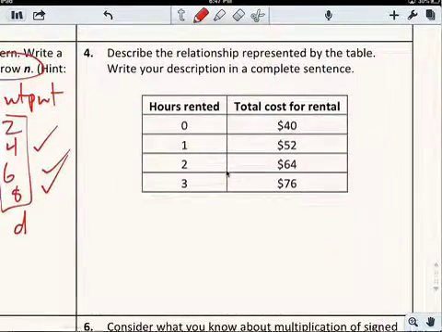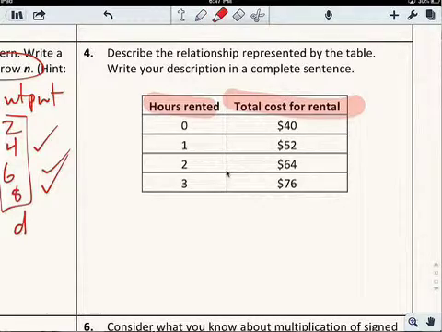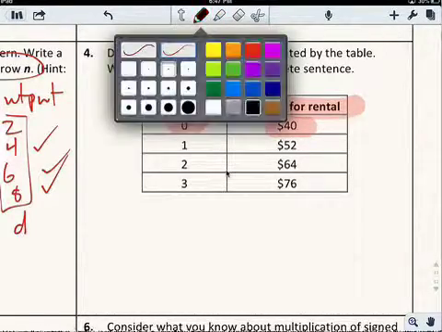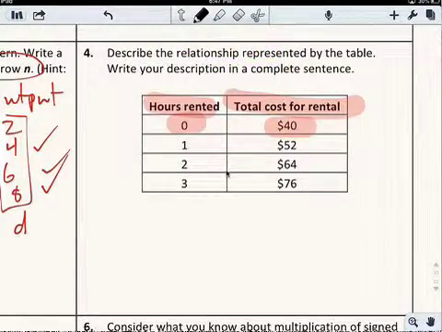Describe the relationship represented by the table. Write your description in a complete sentence. Total cost for rental, hours rented, so those are an important piece of information. It looks like even if you rent it for 0 hours, you still have to pay $40. So I'm going to write that down right away. And usually the way we talk about that is it's kind of like a rental fee or a fee.